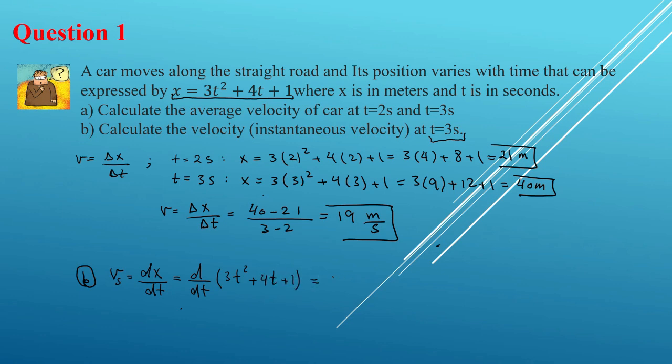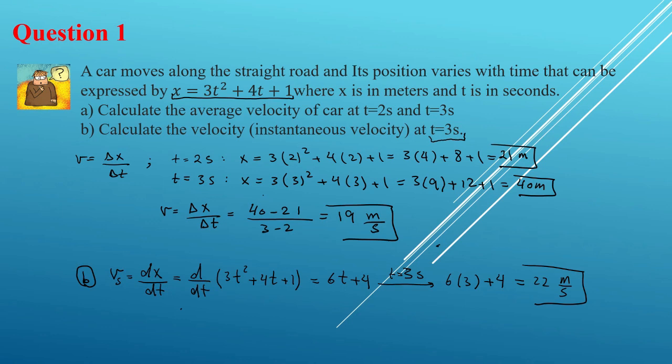Which is equal to 6t plus 4. And now I'm going to substitute t as 3 seconds right here, right? So it's going to be 6 times 3 plus 4, which is equal to 22 meters per second. So here for average velocity, I need to calculate the delta x over delta t. And for the instantaneous velocity, I'm going to take the derivative of the motion equation, okay?